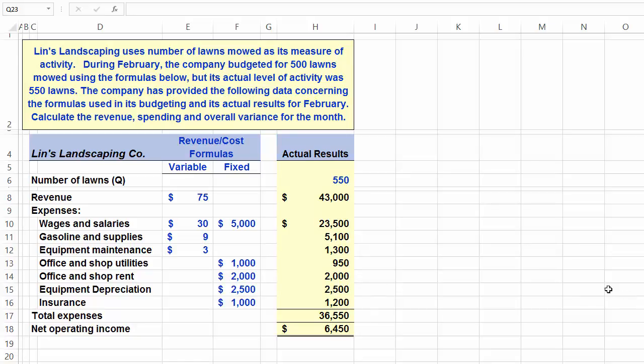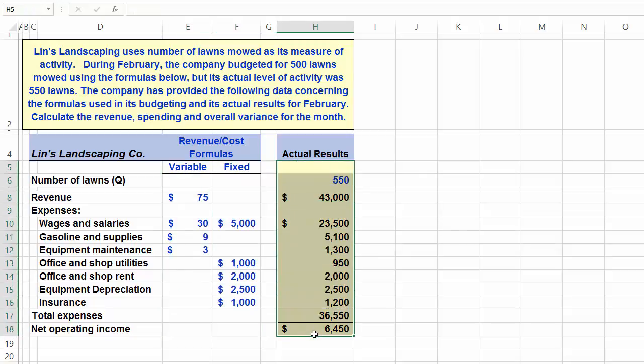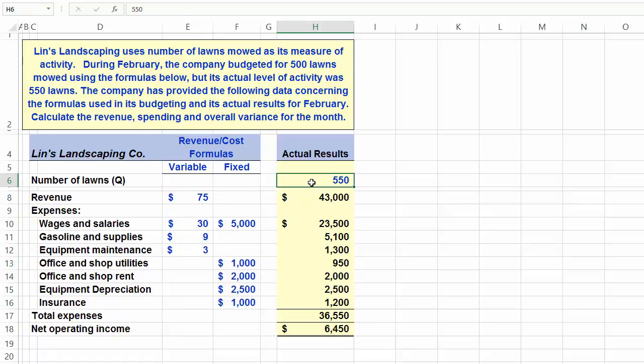So here we see that the revenue and cost formulas are the same as we looked at in the prior video. However, the actual results are based on 550 lawns. The actual results are coming from the general ledger books and records of the company's actual accounting system for February. So let's talk about a flexible budget then. A flexible budget will be prepared using the planning, variable, and fixed revenue and cost formulas, but we will multiply those where appropriate by the actual results of 550 lawns.